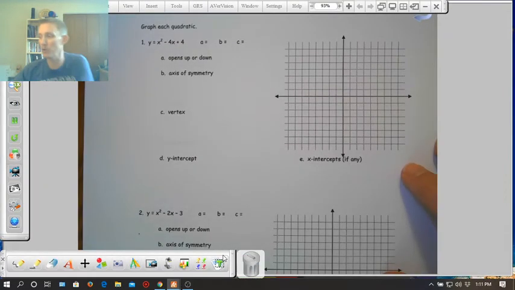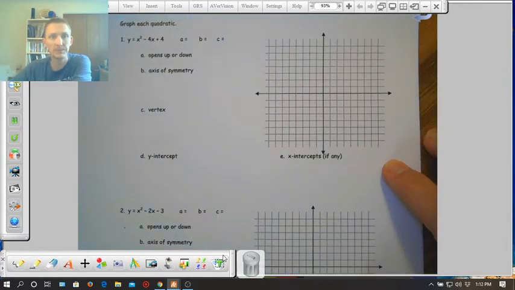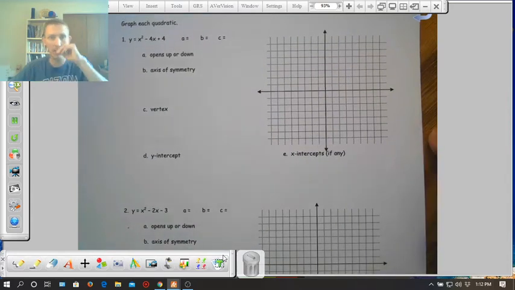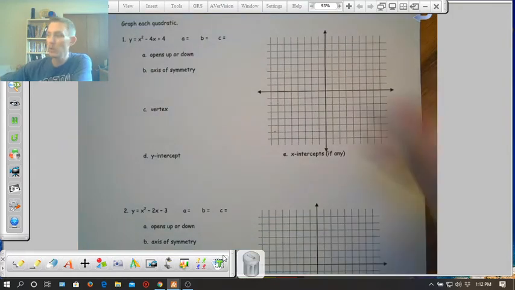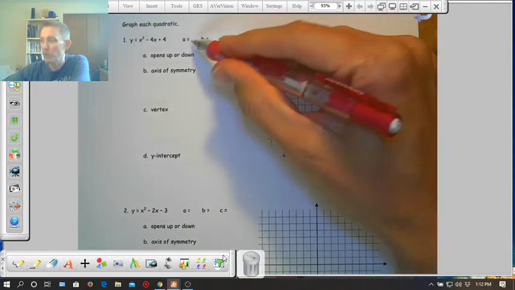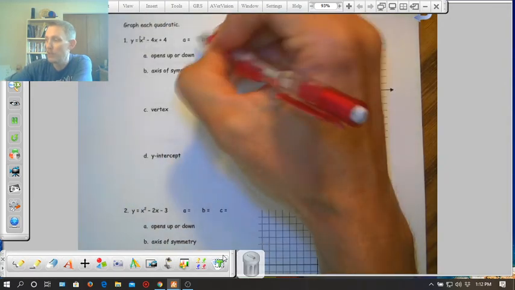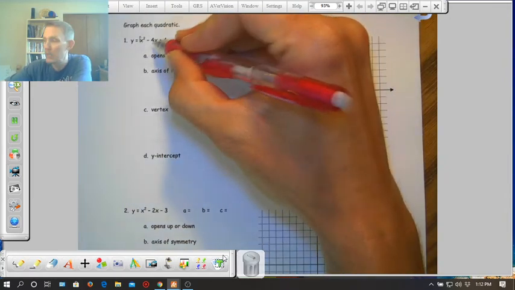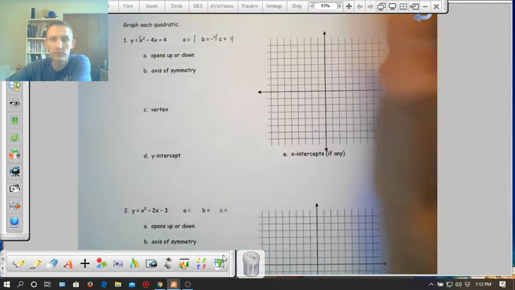So we're going to start off here looking at this first problem. Each problem is going to work out the exact same. You're going to be given your equation, and I'm going to ask you a series of questions that go along with it. So if we're looking here at this first problem, we have y equals x squared minus 4x plus 4. And I want to know simply what a, b, and c are. Those are important pieces. So if we remember, a is in front of x squared, so that's 1. b is negative 4. And c is the number all by its lonesome, that's positive 4.